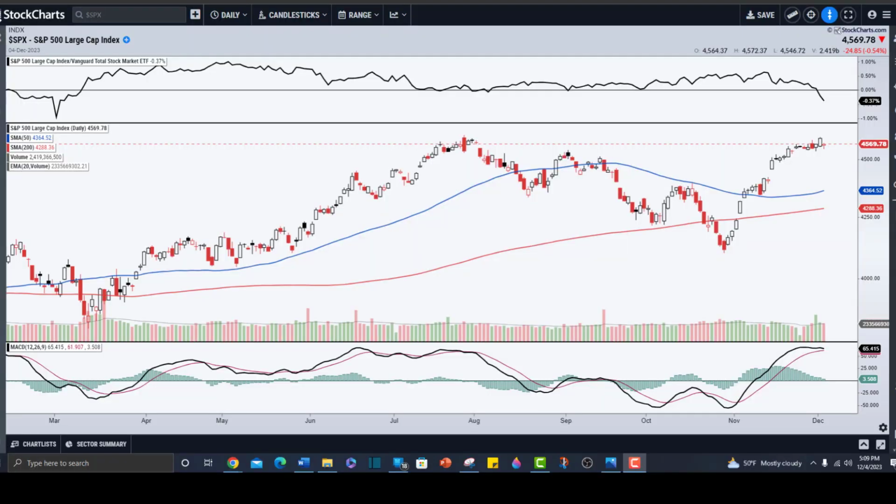Okay, so let's take a look now at the S&P 500 and apply what we've learned. The S&P 500 are the 500 biggest companies in the U.S. stock market. The tradable ETF for the S&P 500 is the SPY.